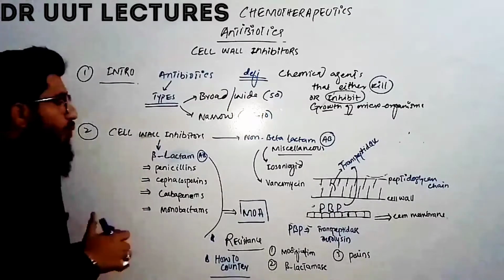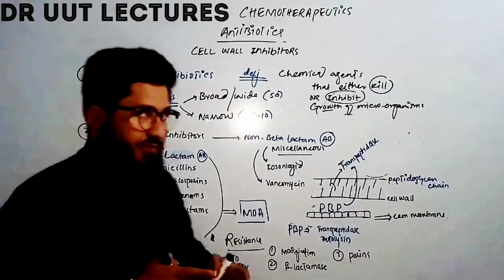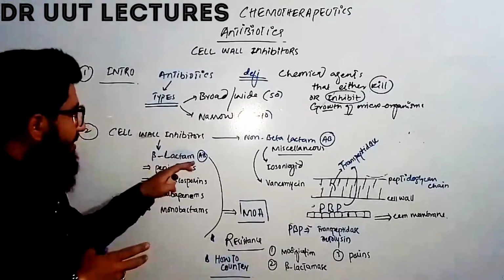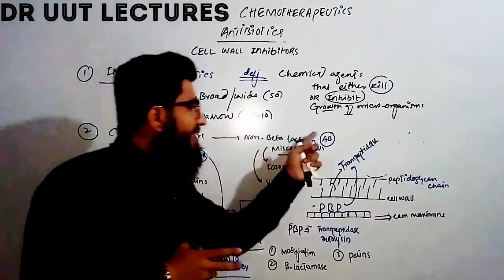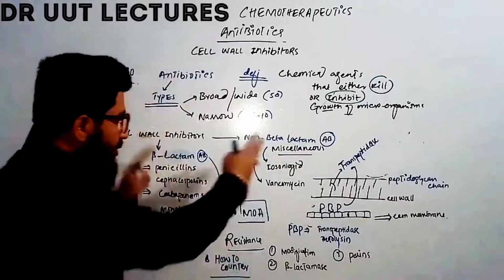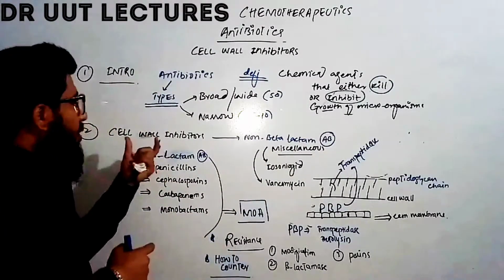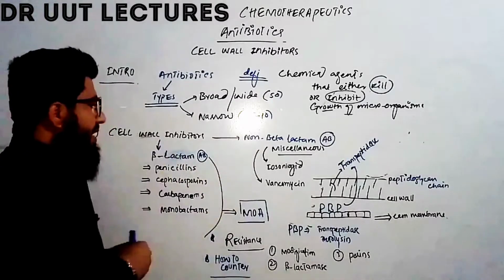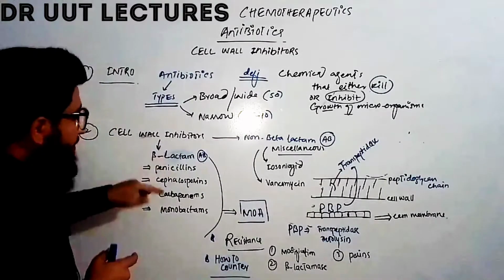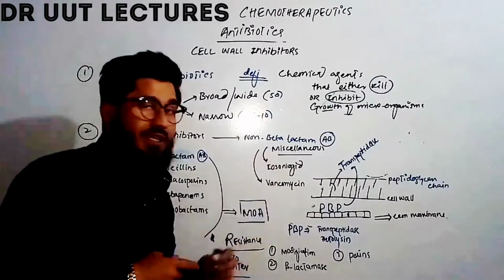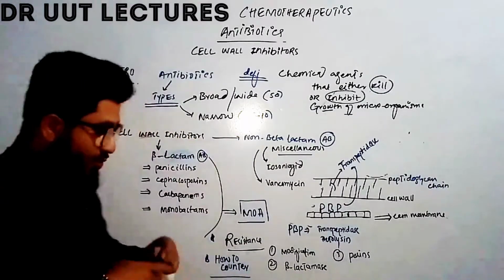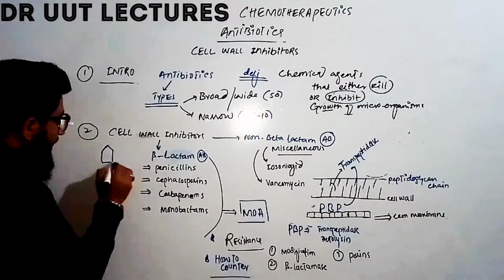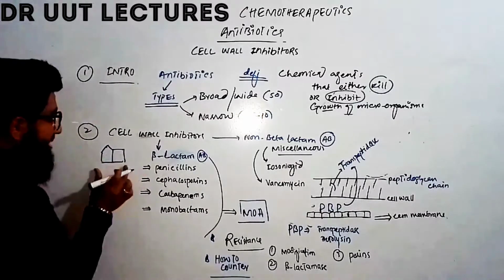The next is the cell wall inhibitors, our main discussion. Basically, we have beta-lactam antibiotics and non-beta-lactam antibiotics. These both are responsible to inhibit the cell wall synthesis. So that's why these are given the name cell wall inhibitors. And these beta-lactam are different from the non-beta-lactam miscellaneous by just one thing. That one very important point is the ring. This is known as the beta-lactam ring.